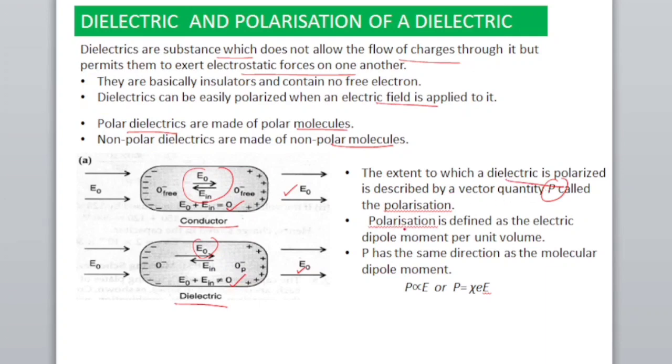So the extent to which the dielectric reduces the field, or is polarized, is called polarization. How do you define this polarization? Polarization is defined as the electric dipole moment per unit volume. This P is dipole moment per unit volume. It has the same direction as the molecular dipole moment. Also, this polarization is directly proportional to E. Greater the applied electric field, greater is the polarization, greater is the molecules polarized, and P equals chi times E, where chi is called electric susceptibility. Must remember this formula also.